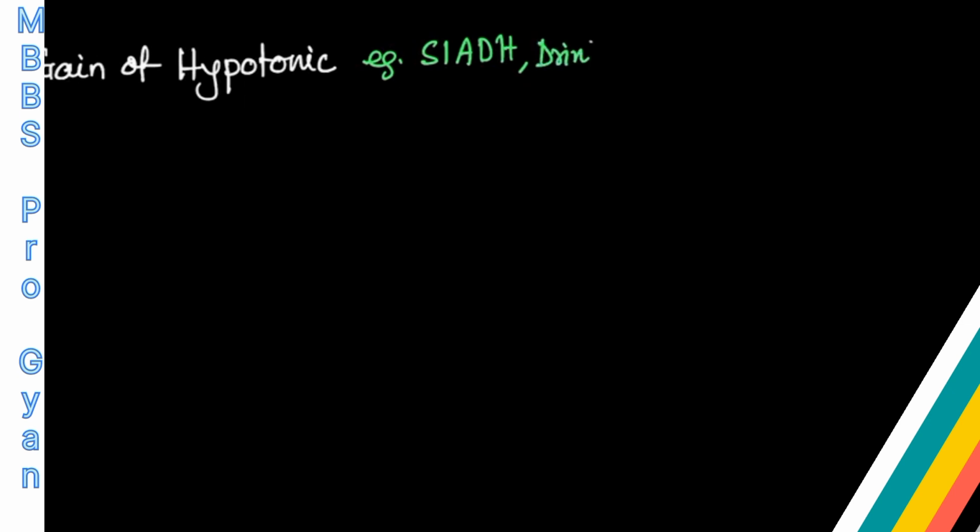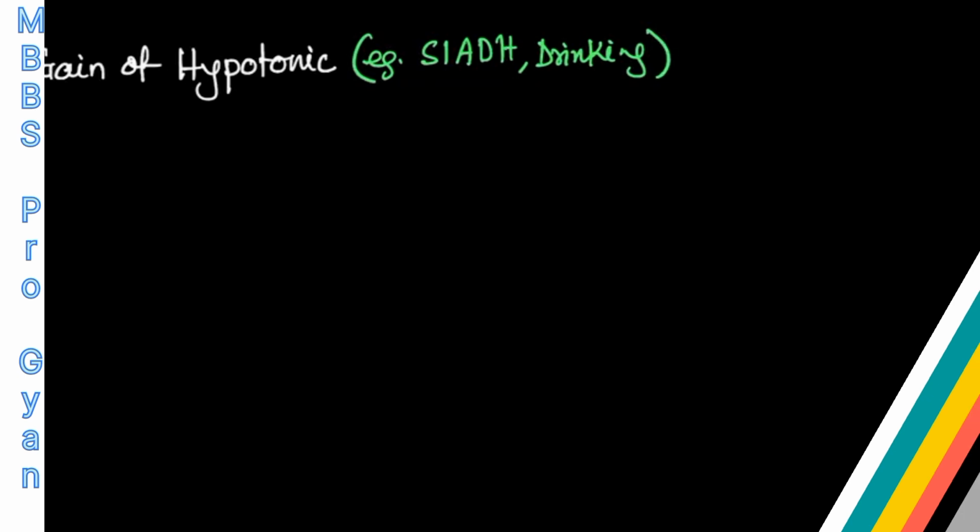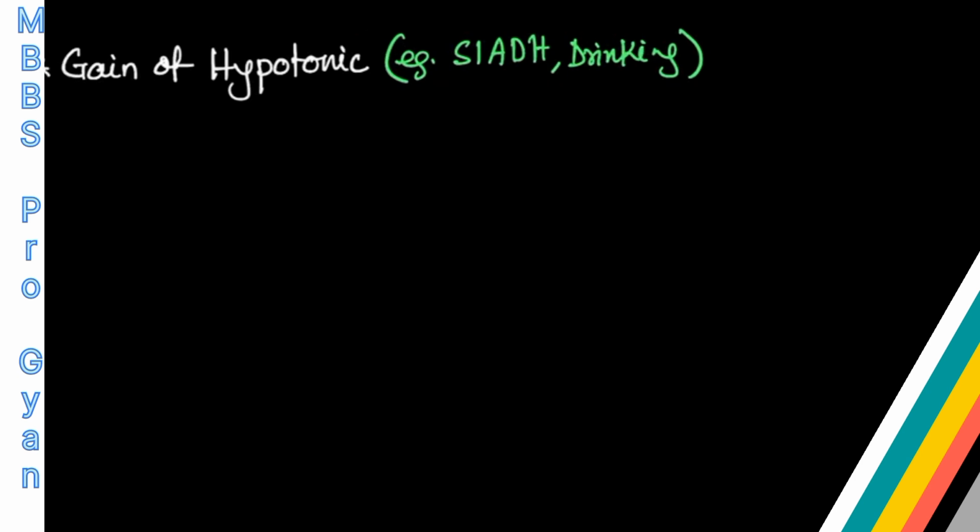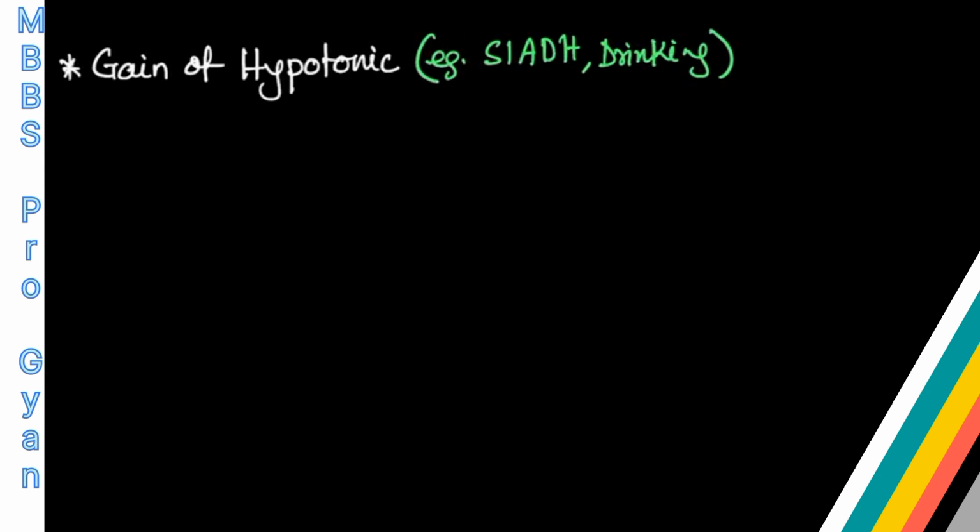Basically any kind of drinking, whether it is mineral water or normal tap water, all of them are hypotonic kinds of water. Even if you use mineral water, the mineral content is much less than an isotonic solution. So psychogenic polydipsia or SIADH are examples of gain of hypotonic fluid. In this condition, how is the diagram going to change?